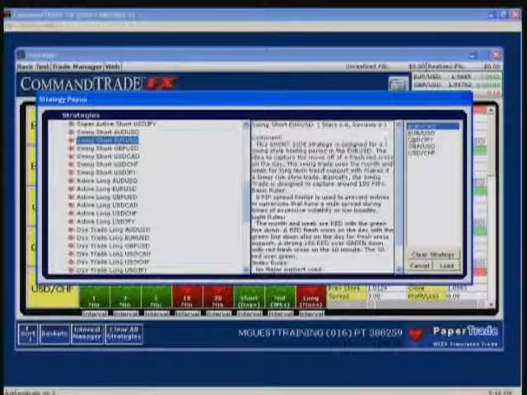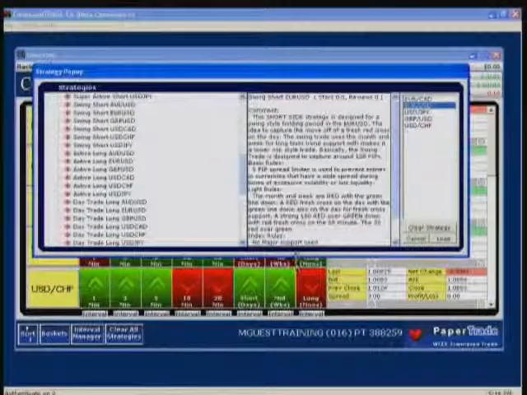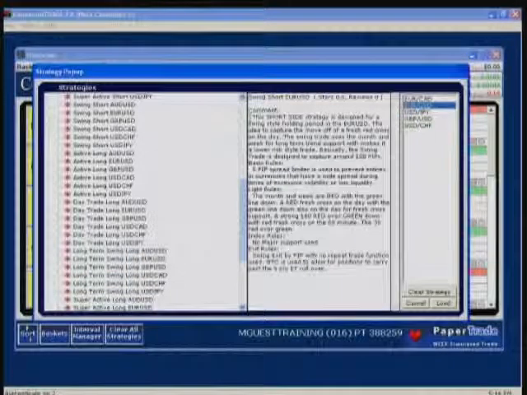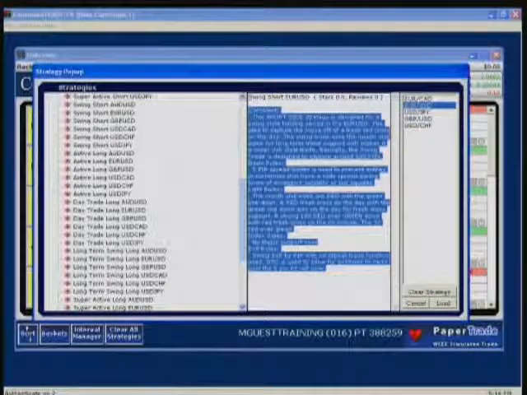And I'm going to make sure that I have the euro US dollar highlighted right over here. Now, you'll notice that when I highlighted that strategy, a complete strategy description appeared. All right? It's important that you read these strategy descriptions to make sure that it's in line with your investment objectives. If you're a day trader, then obviously you don't want to be putting on position trade strategies. If you're a position trader, then obviously you're not going to be looking at doing some day trading strategies. So again, really important to read the complete strategy description, make sure it's in line with your investment needs.